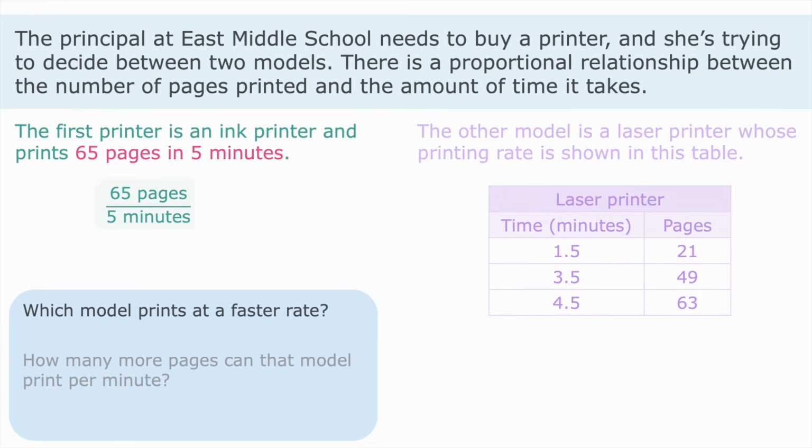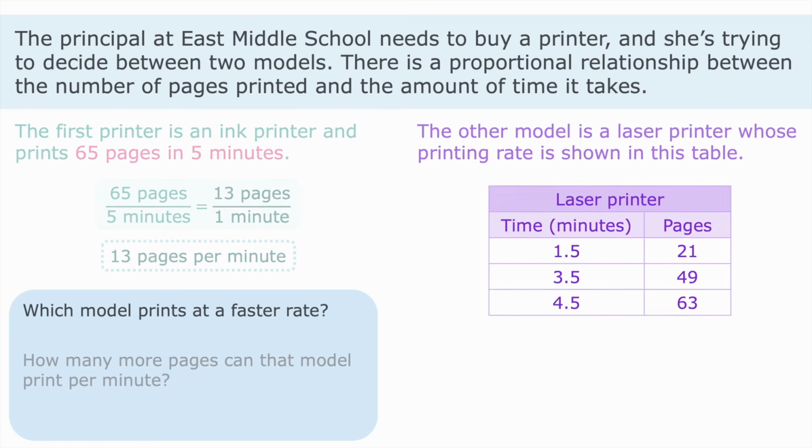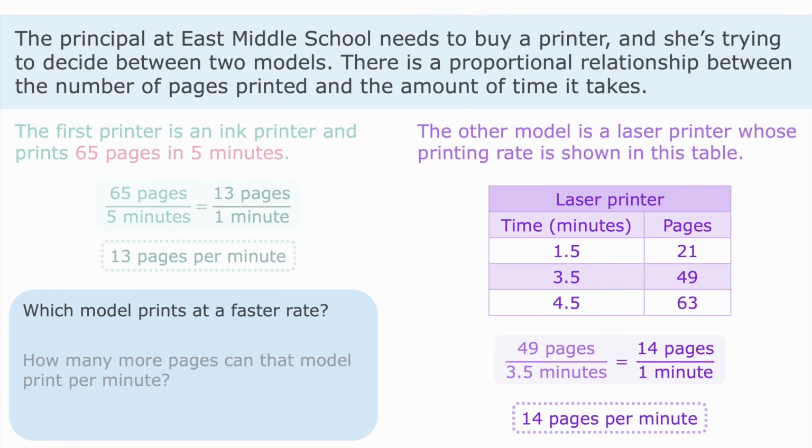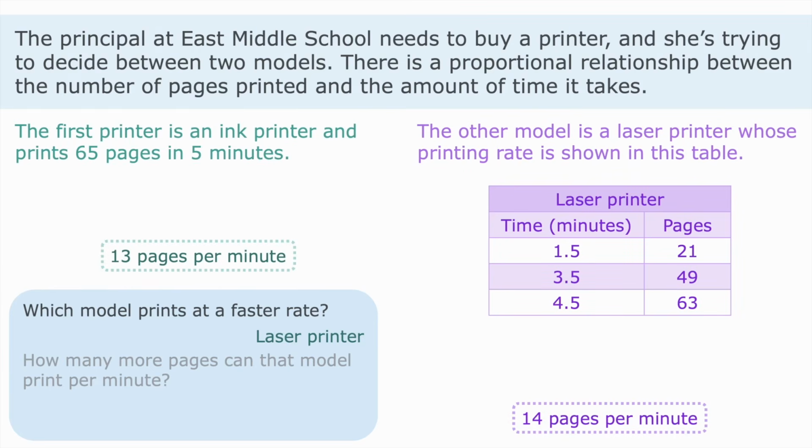Let's figure out the unit rate for each printer in pages per minute. The ink printer can print 65 pages in 5 minutes. Dividing the numerator and denominator by 5, we see that it can print 13 pages per minute. For the laser printer, we can use any of these data points to calculate the unit rate, since we know the unit rate is constant. Let's use this one: 49 pages in 3.5 minutes. Dividing the numerator and denominator by 3.5, we see that the laser printer can print 14 pages per minute. So the laser printer is faster than the ink printer, since it prints more pages per minute.